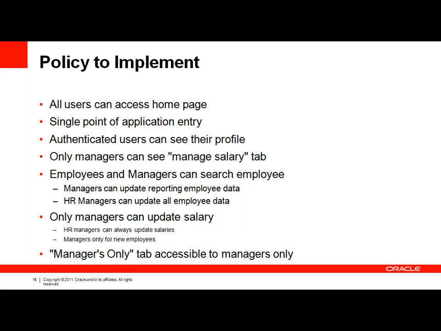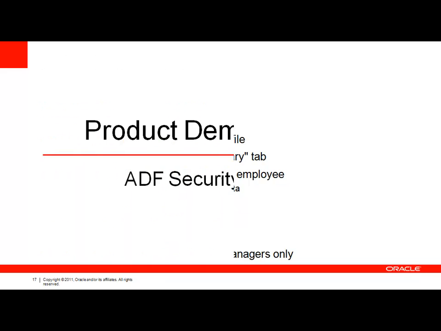Employees and managers can search for employees, but only managers can update the reporting employee data, whereas HR managers, a more privileged type of managers, can update all employee data. And then there is a managers only tab that is accessible to managers only, and it can be selected and used only by HR managers. So these are the policies that I want to implement for my little sample application.